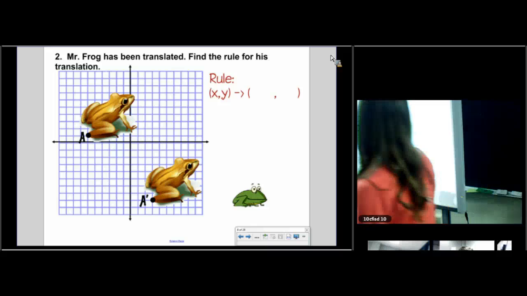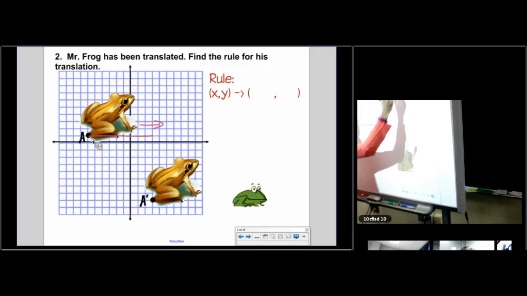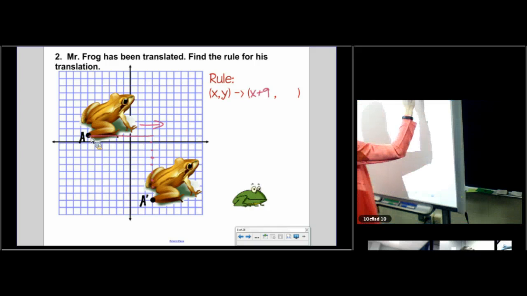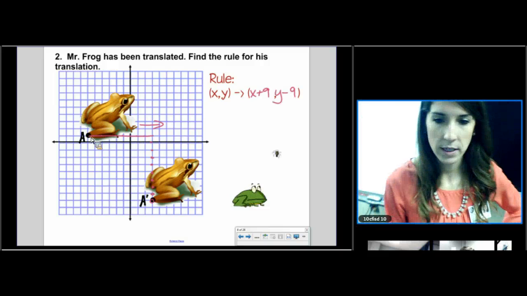So, what happened to the x values? Are you able to count on your screen? So, here's where we're moving. We're moving to the right, so it's going to be positive. 1, 2, 3, 4, 5, 6, 7, 8, 9. So, x went to the right 9, and then down 1, 2, 3, 4, 5, 6, 7, 8, 9. So it went to the right 9 and then down 9. So the rule would be x plus 9, y minus 9.